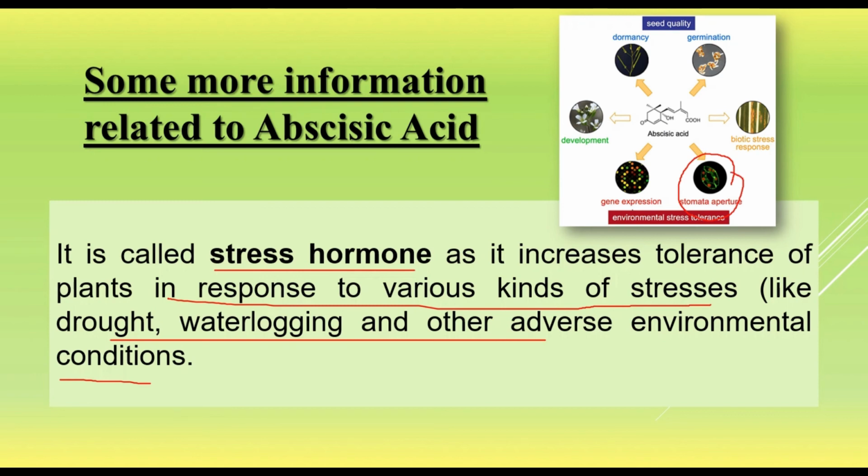Abscisic acid does not allow the translation of certain proteins which act as enzymes like alpha amylase and proteases. These enzymes are required to break down the reserve food material. So by inhibiting the gene expression, it induces dormancy, promotes dormancy, inhibits seed germination, and thus helps to overcome the adverse environmental condition. That's why it is considered a stress hormone.